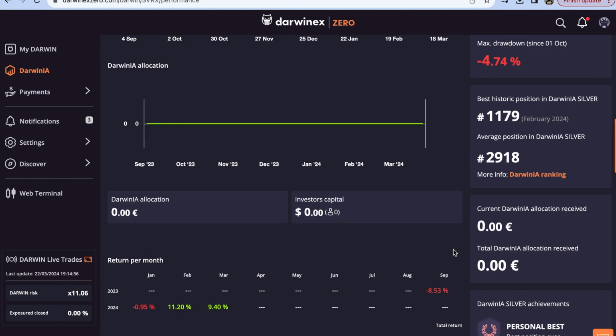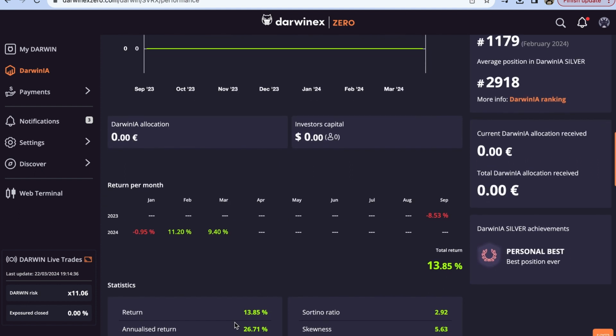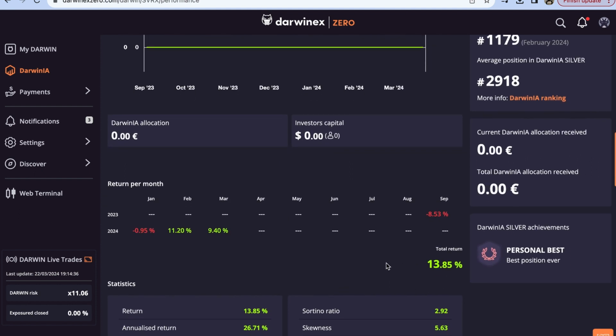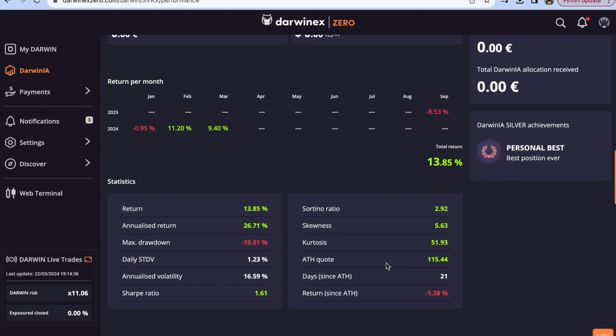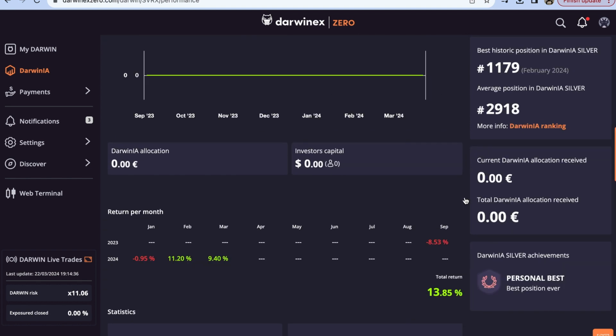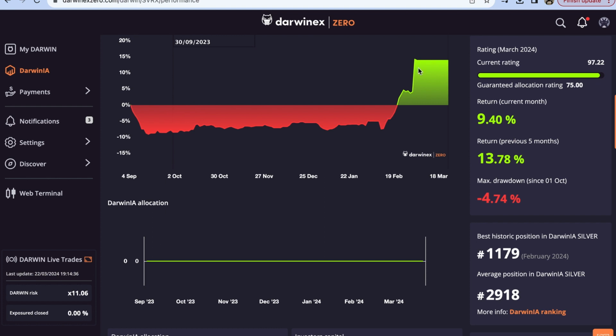Let's check this out. Okay, so he started in September. January, February made 11%, made 9%. So total return out of everything, 13%. Okay, Sharpe ratio 1.61. Days since all-time high 21, so he's down from his all-time high right now. Interesting. Okay. Oh, so he hasn't traded in a bit. Okay.